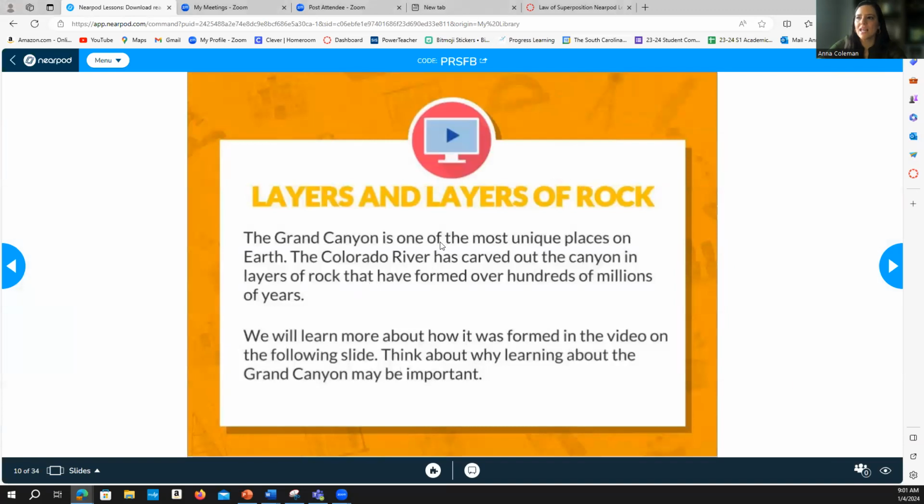So the layers and layers of rocks, what is that? The Grand Canyon is one of the most unique places on Earth. The Colorado River has carved out the canyon in layers of rocks that have formed, again, this is a theory, over hundreds of millions of years. Some people might believe different, and that's okay. We will learn more about how it was formed on the video on the following slide.